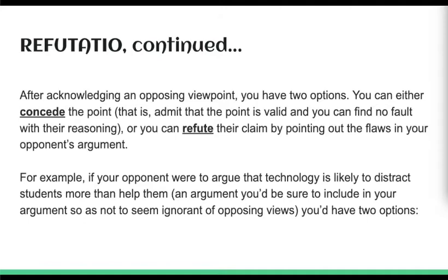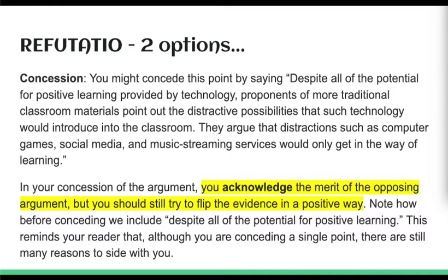So, for example, if your opponent were to argue that technology is likely to distract students more than help them, which of course is a very valid argument, an argument that you'd be sure to include so as not to seem ignorant of opposing views, you'd have two options. So, the concession option looks like this. You might concede this point by saying, despite all the potential for positive learning provided by technology, proponents of more traditional classroom materials point out the distractive possibilities that such technology would introduce into the classroom.